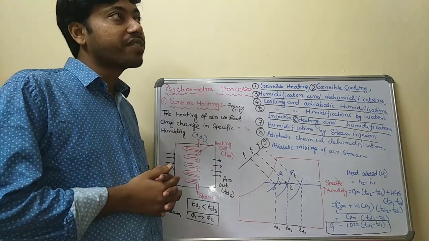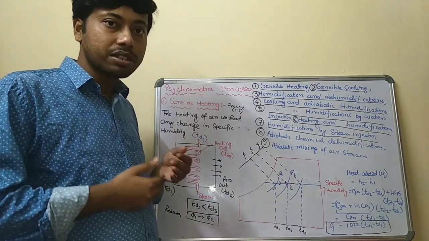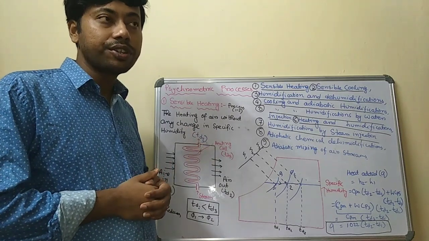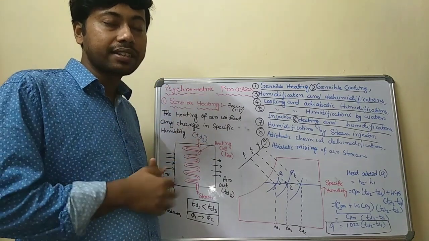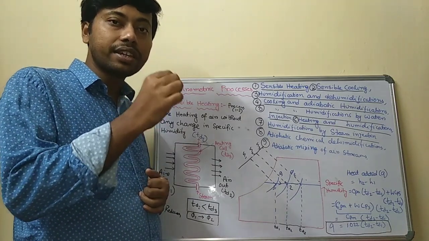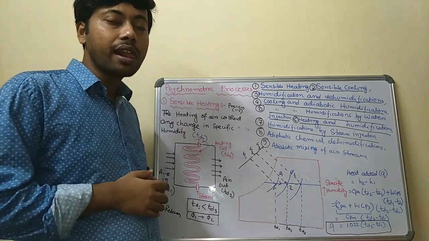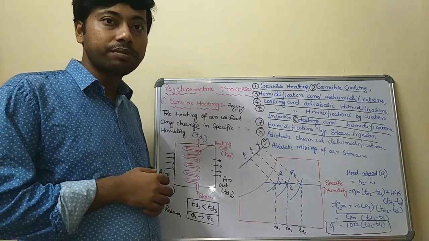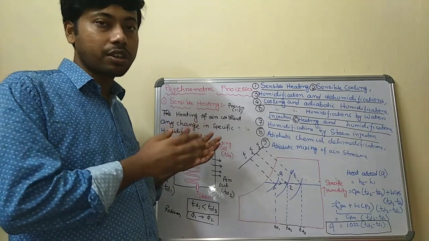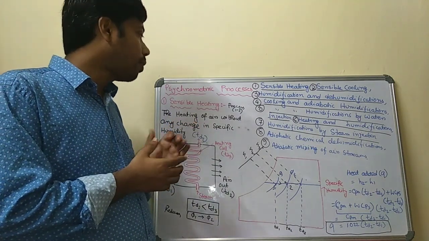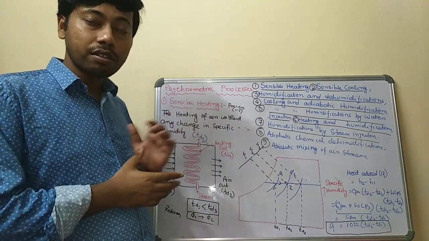Okay, so this is the psychrometric chart as we discussed in the previous lecture video. We covered the different types of lines, and each individual line indicates a particular defined meaning, which we can understand from the psychrometric chart. Today we'll discuss psychrometric processes.